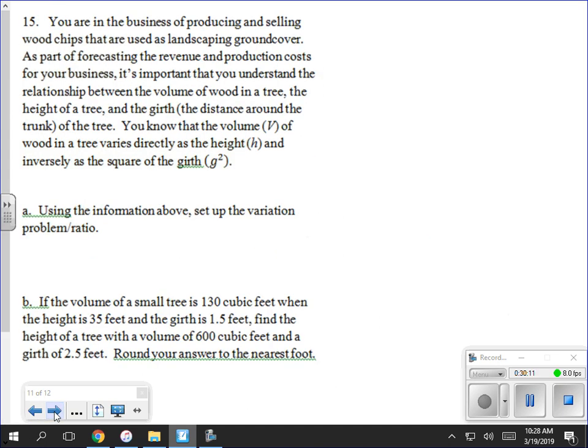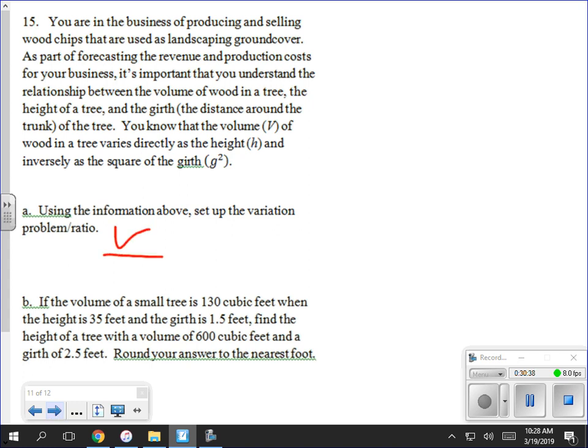Okay, you are in the business of producing and selling wood chips that are used as landscaping ground cover. As part of forecasting revenue and production costs for your business, it is important to understand the relationship between the volume of the wood in a tree, the height of the tree, and the girth, the distance around the trunk of the tree. You know that the volume of wood in a tree varies directly as height and inversely as the square of the girth.